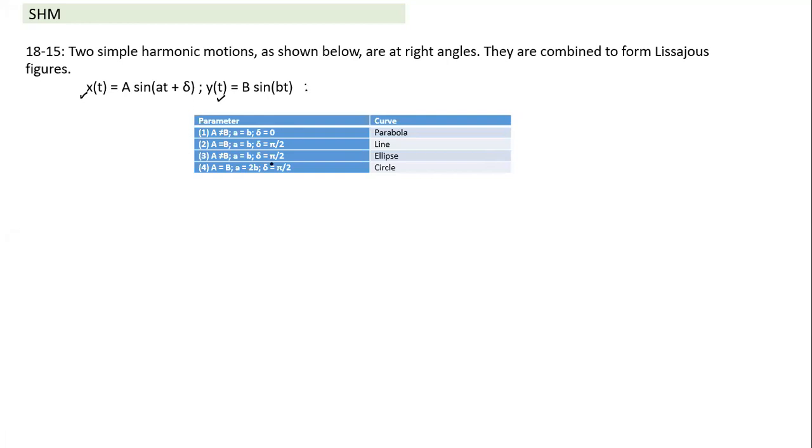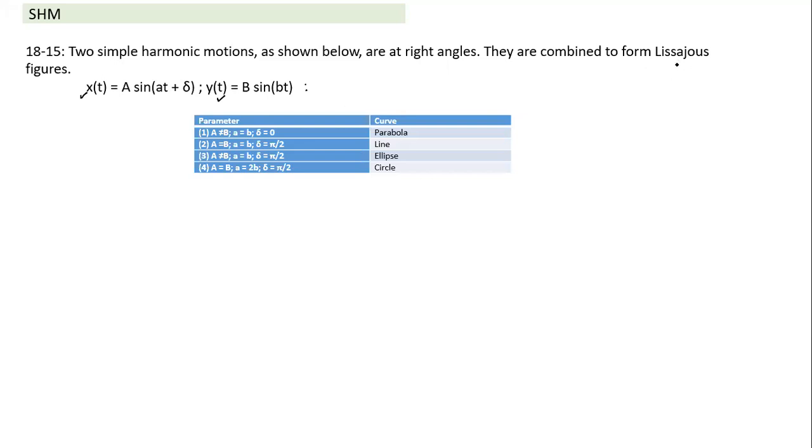What is the method of finding trajectory? Whenever it is given as a parameter t, to find the trajectory, I have to eliminate t to find the equation between x and y. That's how we find trajectory. And depending on the relationship between x and y that I get, it will have different shapes. Those different shapes are called Lissajous figures.